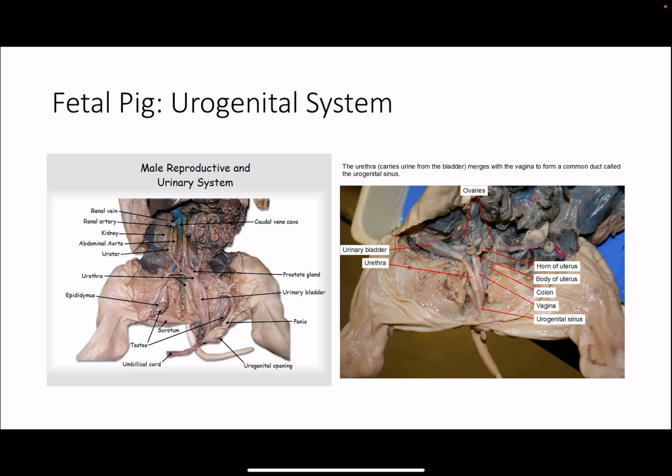All right, so here are some pictures of the male and female reproductive systems, or the urogenital systems. And it's called the urogenital system because in humans, the female reproductive system is separated from the urinary system in that the urethra and the vagina are two distinct openings into and out of the body. In the pig, the plumbing, so to speak, is a little bit different.